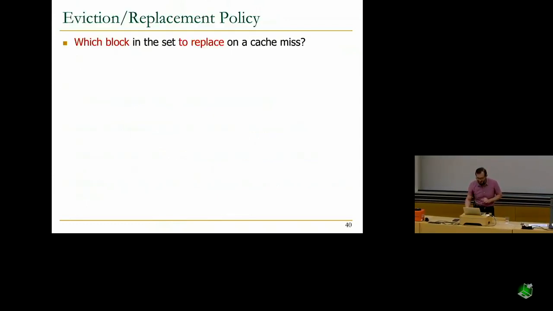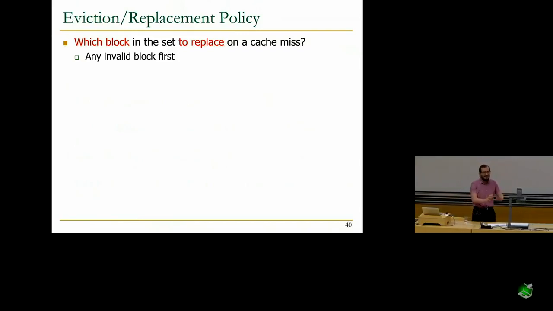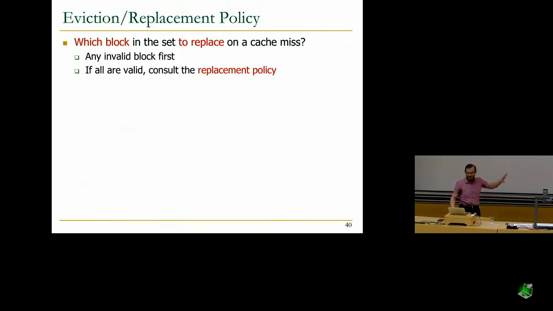So let's talk about that. Which block in the set to replace on a cache miss? Well, if you have an invalid block, that's probably a good idea. You just write the data over there, which means that you're really not evicting anything. You're just putting the data into a location that happened to be invalid for whatever reason. That way you don't evict anything, right? But if all blocks are valid in the set, you consult what is called a replacement policy. And people have developed many, many replacement policies over the course of 50, 60 years almost.